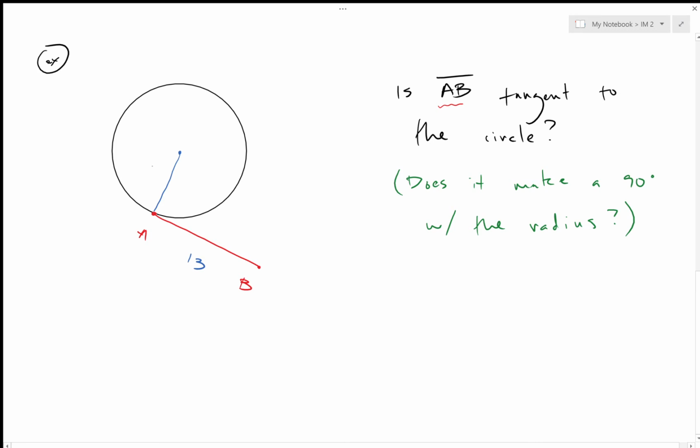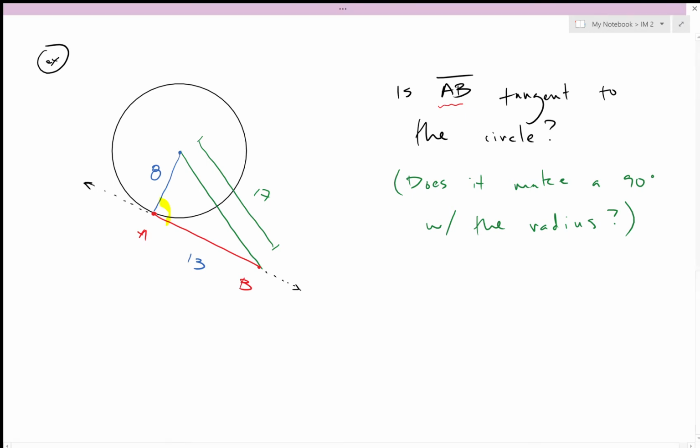The radius is 8, and they also tell us that the distance from the center to outside B over there is 17. Now, this tangent line looks a little bit different than the one we did before. I can extend it, and you see that it is a fully continuous line. So the question is, is line AB, that red piece, tangent to the circle? Does it only touch it once? So the real thing to analyze here: does it make a 90-degree angle with the radius? So it's asking right here, is that 90 degrees? We don't know just yet.